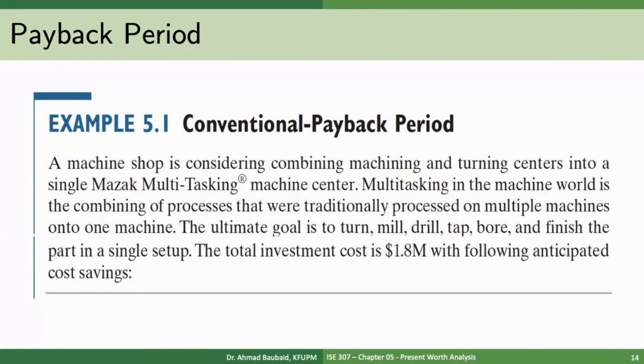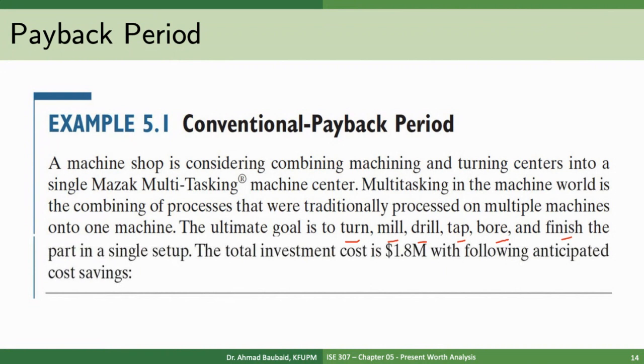And the company is considering moving them into a single multitasking machine center. Okay? And multitasking is exactly what you would expect it to mean, meaning that it combines these different processes, maybe doing them in one machine instead of in multiple machines. The ultimate goal is to do all of these operations: turning, milling, drilling, tapping, boring, and finishing the parts in a single setup. So this sounds nice because it may save you a lot, moving from multiple machines to one machine, but it requires an investment.